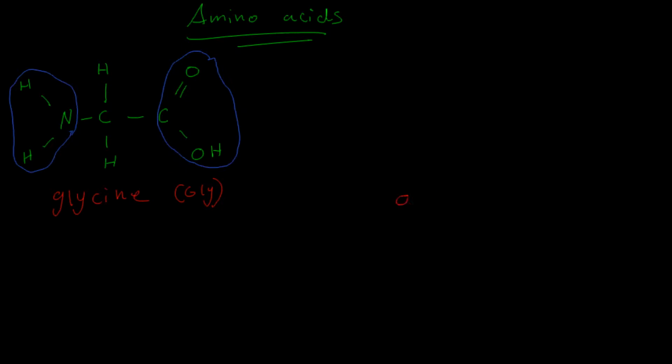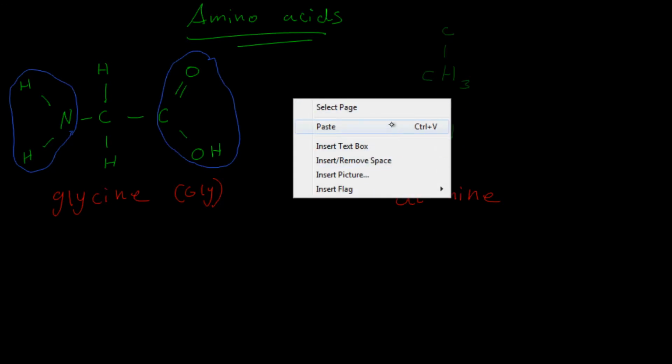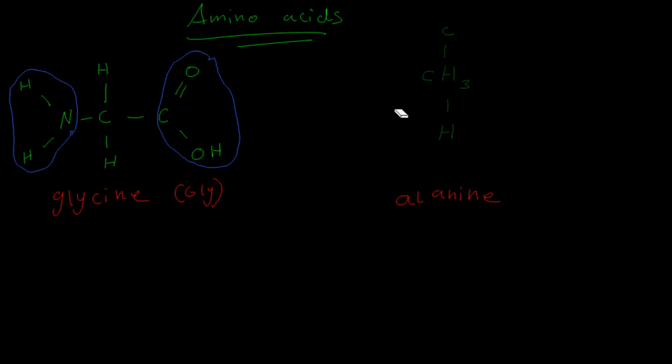I'll write the name down first this time. Alanine, and the structure for this is CH3, CH. No, sorry, that is wrong. I apologize. Delete that. Let's get an eraser, might be a bit easier. There we go. The H is up here. OH. Then you've got the NH2 up here.